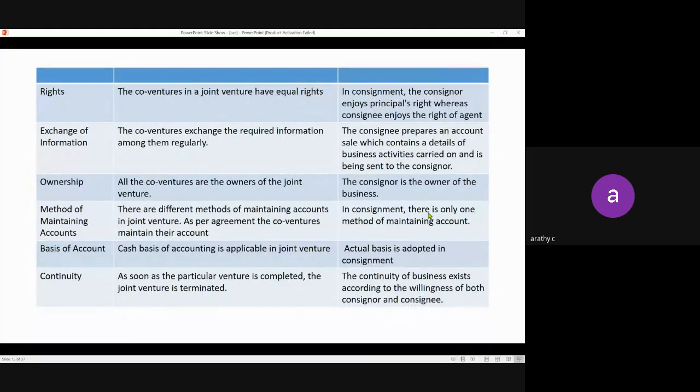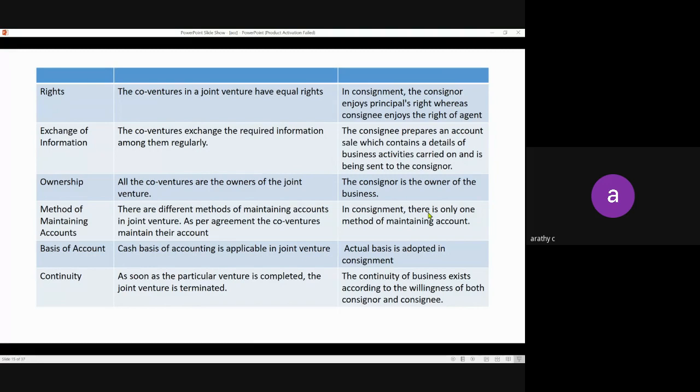In the case of exchange of information, the co-ventures exchange the required information among themselves regularly. And in the case of consignment, the consignee prepares an account sales which contains the details of business activities and is sent to the consignor. Ownership: all the co-ventures are the owners of the joint venture. But in consignment, the consignor is the owner, not the consignee. Method of maintaining accounts: there are different methods in joint venture, like joint bank account, joint venture account, other co-ventures account, etc., and as per the agreement, the co-ventures maintain their accounts.